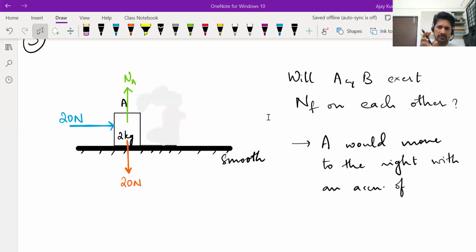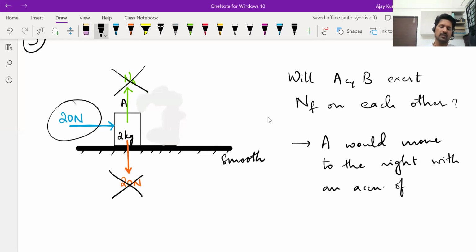Now here, there is one block on a smooth horizontal surface, and we are pushing it to the right. You said it will go to the right, means these forces cancel. Normal force and weight cancel, they get balanced. This will be the only unbalanced force. So the net force is 20. And if you know net force, then you can tell acceleration. A is equal to net force divided by the mass, which becomes 10 meters per second square.